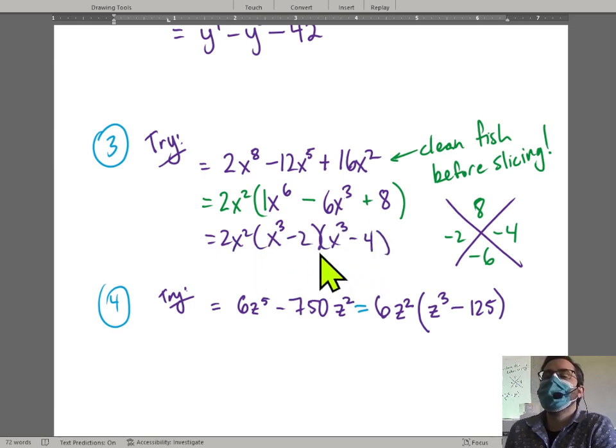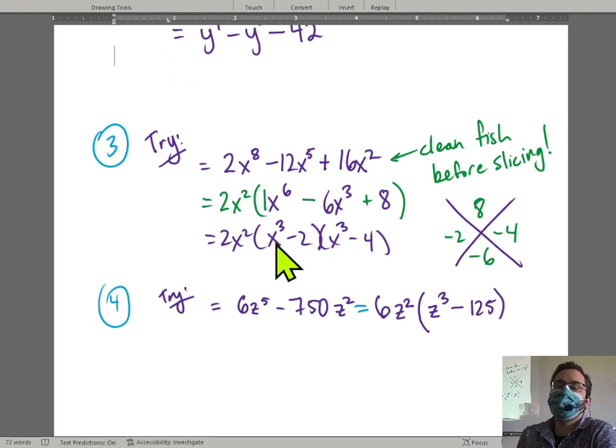Now, you might think that this is a difference of cubes because it's x cubed, but this is actually not a difference of cubes because 2 is not a perfect cube. So this is actually completely factored. Let's look at number 4.